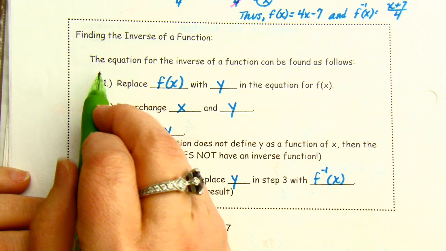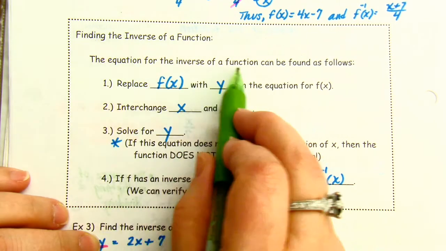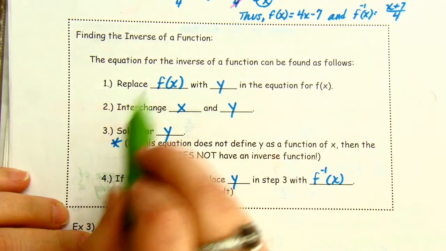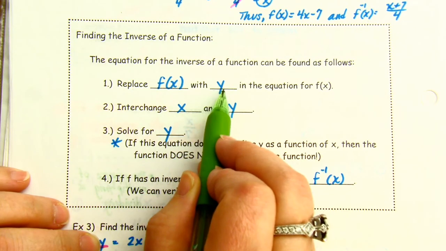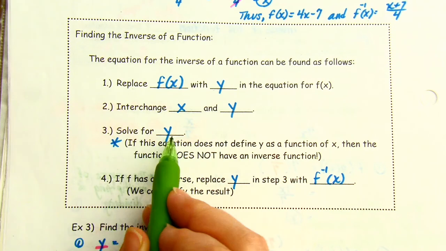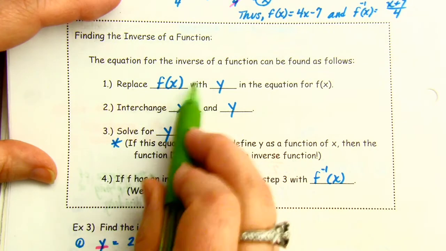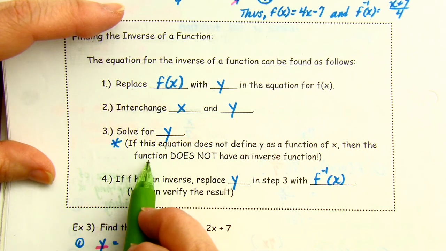So the equation for the inverse of a function can be found as follows. Replace f of x with y. I want to physically see the y. And then you switch the x and the y. And then you solve for y. And this part here, most students can do. It's the solving for y that gets them sometimes. I'm not quite sure why.